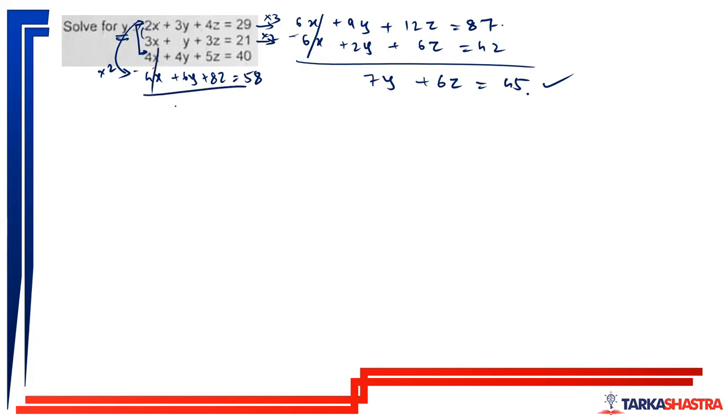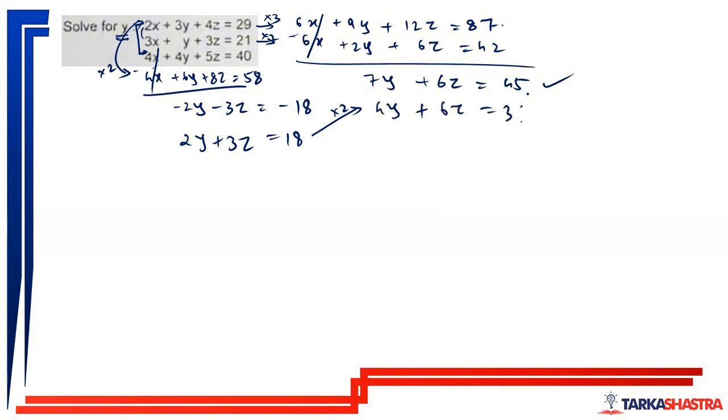4y minus 6y is minus 2y. 5z minus 8z is minus 3z is equal to minus 18. So 2y plus 3z is equal to 18. Now multiply this equation by 2. The value of z will be eliminated. The coefficient of z is equated and it will be eliminated. So 4y plus 6z is equal to 36.